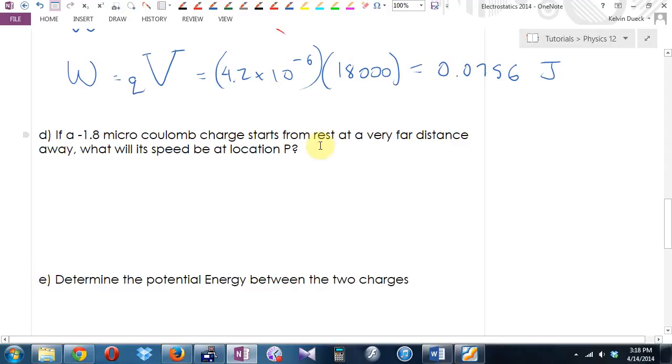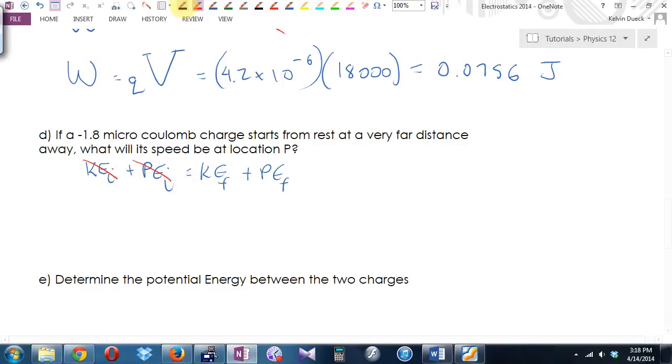You can kind of imagine this is dropping something. Is there a change in height? Is there a change in speed? This is a job for conservation of energy. Where you can say it's starting at rest, and it's starting at the edge of the universe, so initially it has no potential energy. Which is kind of weird. You're saying, wait a minute, Mr. Dueck, I have 0 equals a half mv final squared plus q voltage final.